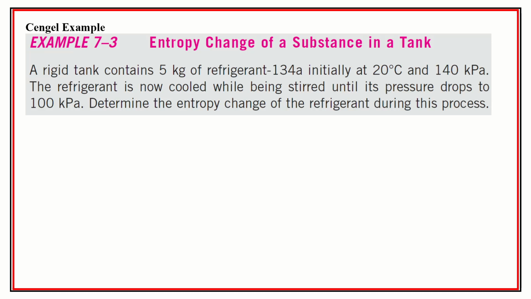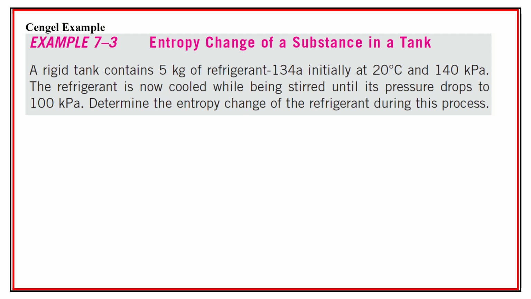Continuing on with class number 20, here are some examples out of Cengel. We have a rigid tank that contains 5 kilograms of R134A. It's initially at 20 degrees Celsius, 140 kilopascals. The refrigerant is now cooled while being stirred until its pressure drops to 100 kilopascals. We want to determine the entropy change of the refrigerant during this process.